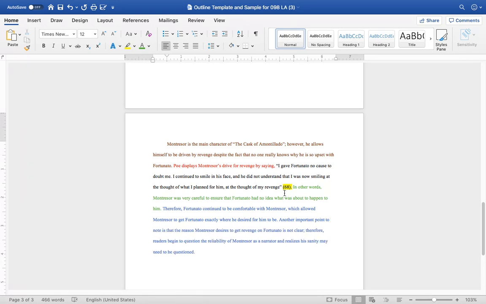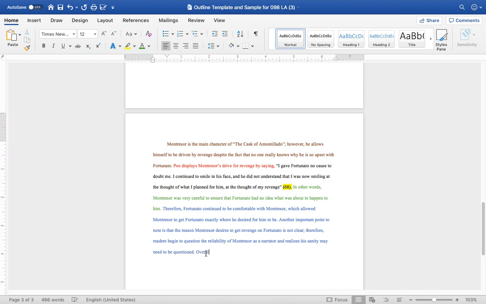Another important point to note is that the reason Montresor desires to get revenge on Fortunato is not clear. Okay, so I like that better because it doesn't feel like I'm randomly just adding something in there. It's transitioning into that other point that relates to my topic sentence. Okay? And so then I'll say, therefore, readers begin to question the reliability of Montresor as a narrator and realize his sanity may need to be questioned.